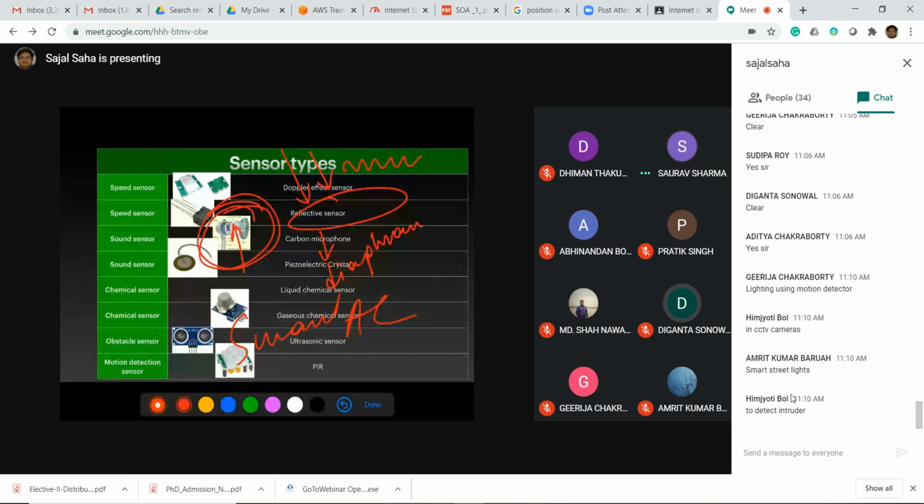In most ACs, we find there is a PIR sensor outside the AC. You will find one small ball. I have a Hitachi AC in my room, and there is a PIR sensor there. One small ball is actually the PIR sensor, and it detects the movement of the person, and if there is no movement, it will immediately stop working.